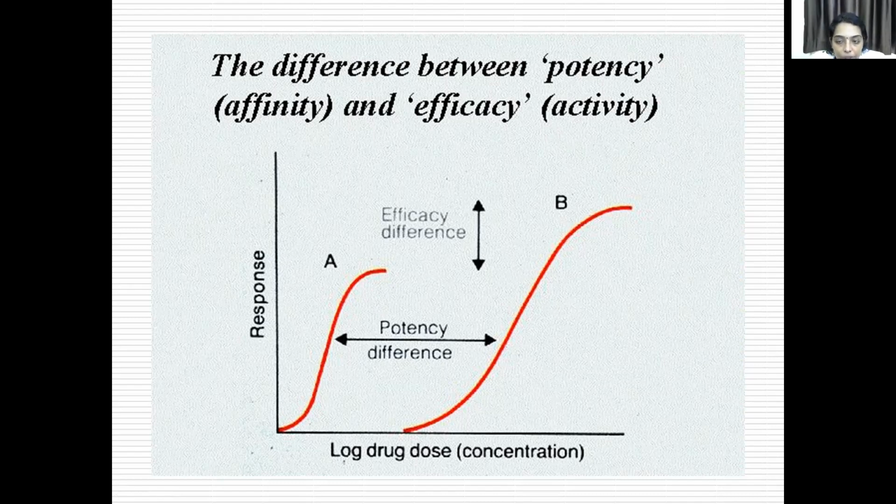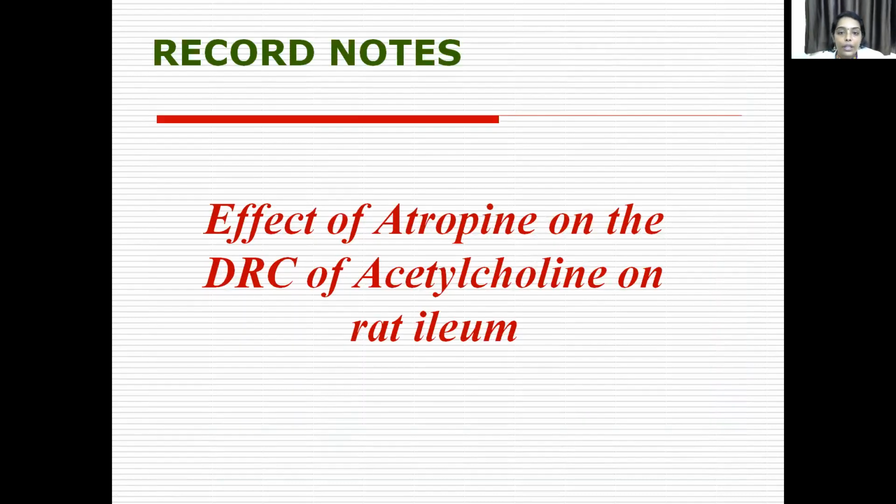So then coming to the experiment today. This is the same title which I have taken in the last class: effect of atropine on the DRC of acetylcholine on rat ileum. So in your record, you have to start writing from here. The title of the experiment will be this: effect of atropine on the DRC of acetylcholine on rat ileum.